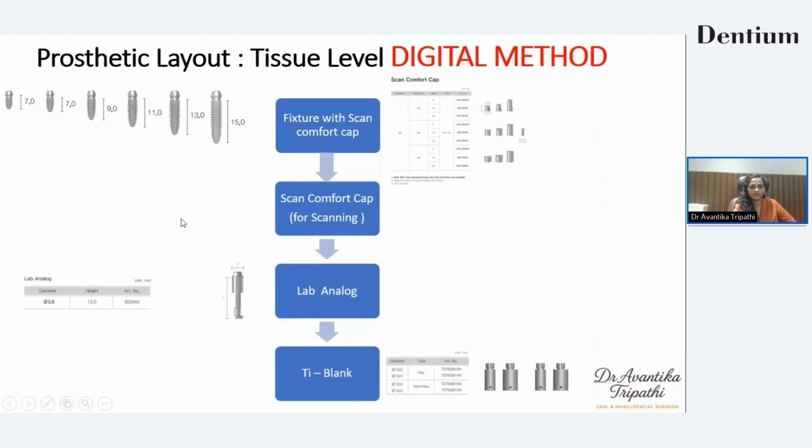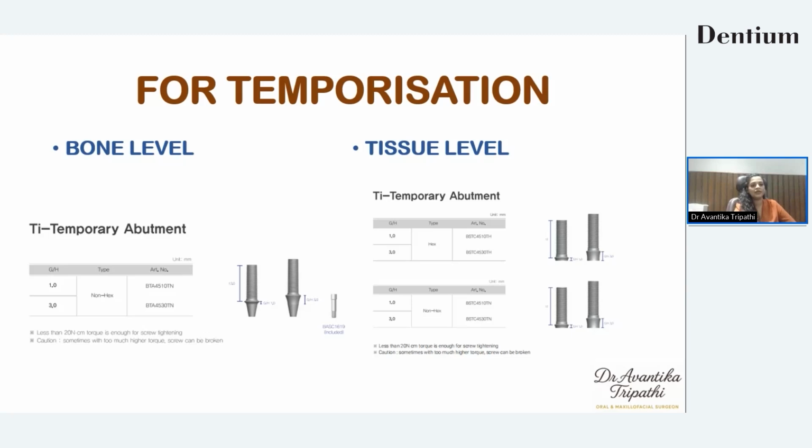This is the fixture with the scan comfort cap. In this, either the scan comfort cap can be used for scanning or the digital abutments can be used for scanning. Then we are going to use the lab analog, and then we are going to send TI blank to the lab for the customization of prosthesis. For temporization, we can use bone level or tissue level temporary abutments.